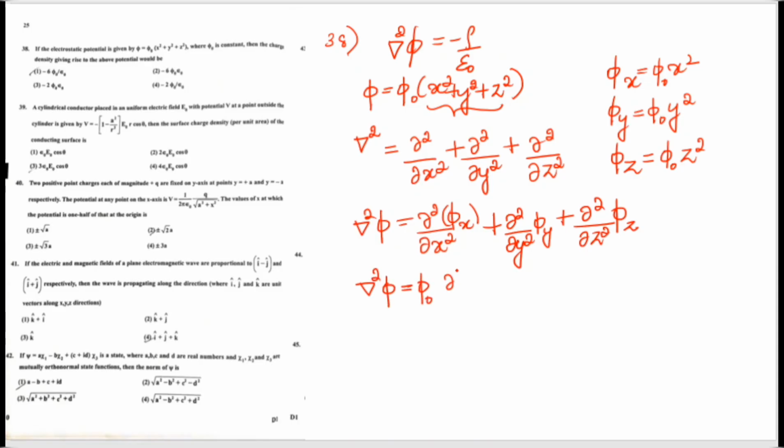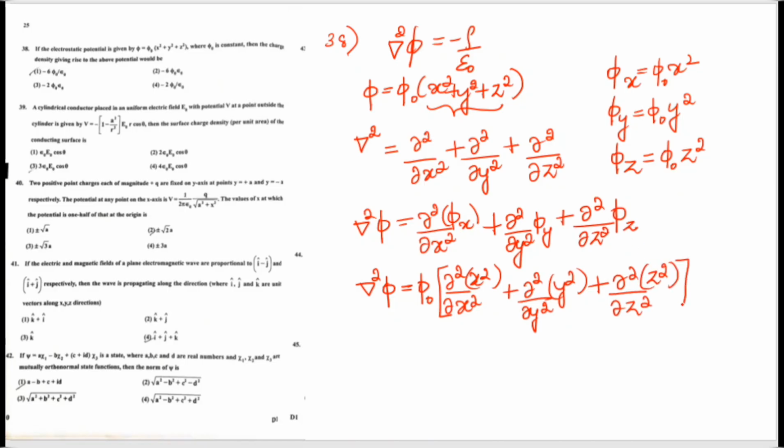times the partial derivative of x twice of phi x. Phi x is x square, as I have already taken phi naught outside. So I'll write the bracket: plus del square divided by del y square of phi y, which is y square, plus del square divided by del z square of phi z, which is z square. So do the partial derivative now. I hope you all know partial derivatives.